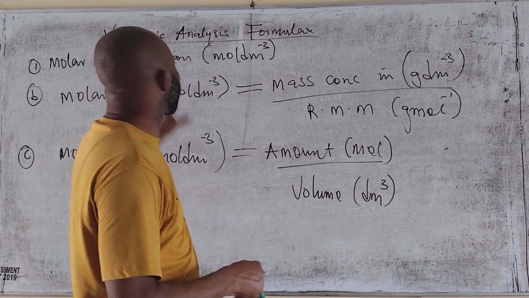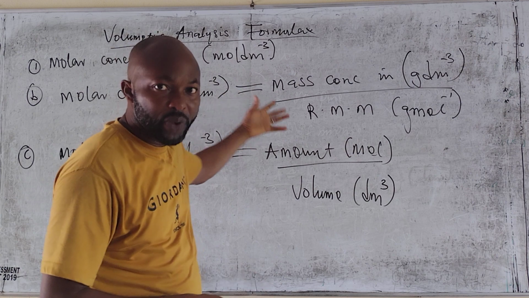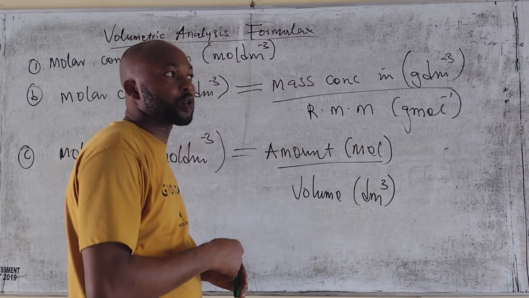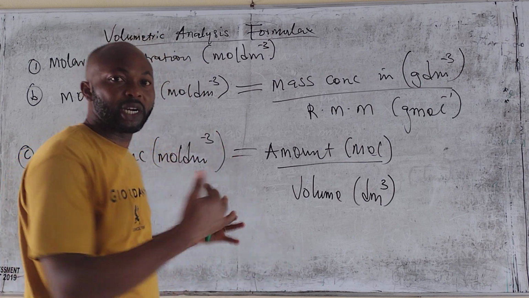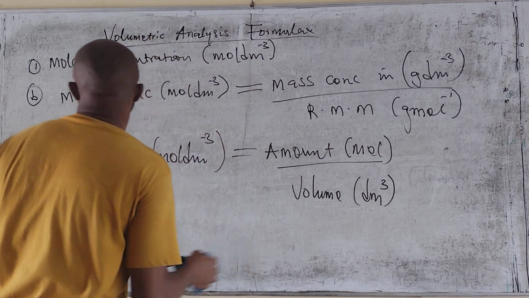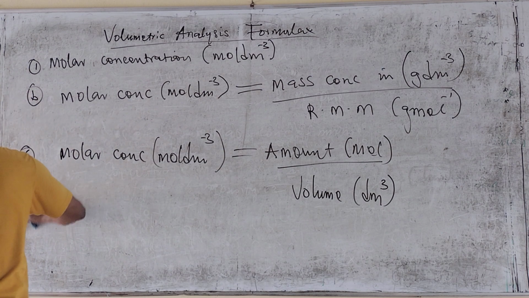So now this is concentration in mole per dm cube. That's why we call it molar concentration. So mass concentration, the unit is g/dm cube. So I want to spell that one out so we'll know the difference. So 2, let's go for mass conc.